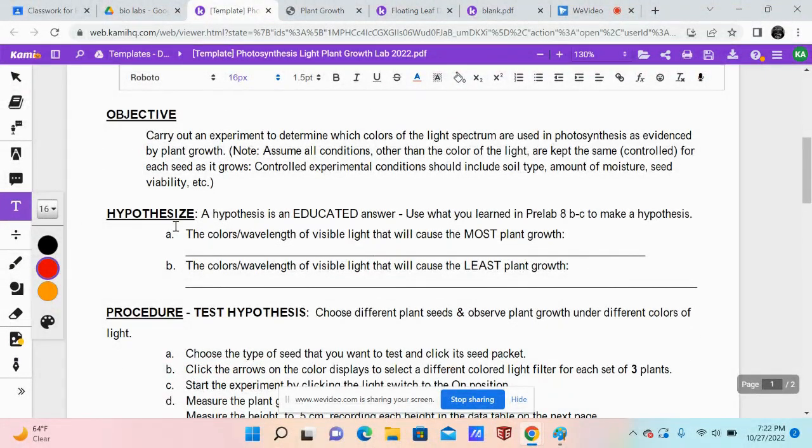Remember, this is just your hypothesis, so it doesn't matter if you're right or wrong. This is asking which color of light you think plants will grow the best in. You can put blue, green, red, yellow. It's just your guess. B asks which one you think the plants will grow the worst in. Once again, just guess. Just put your color right here that you think they're going to grow the least in.